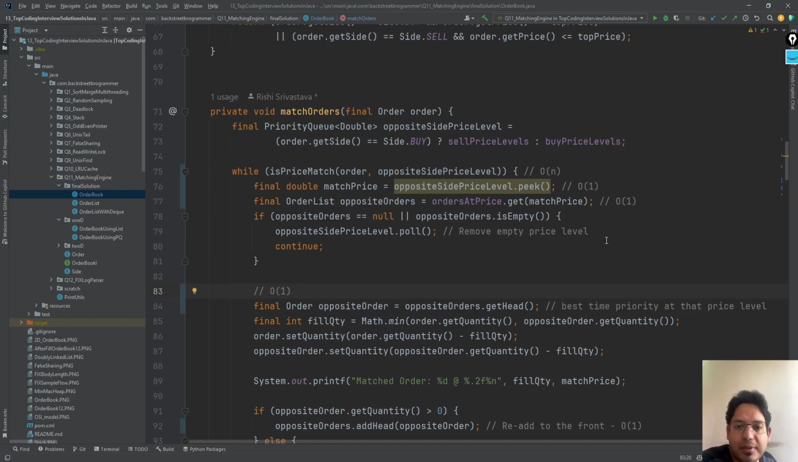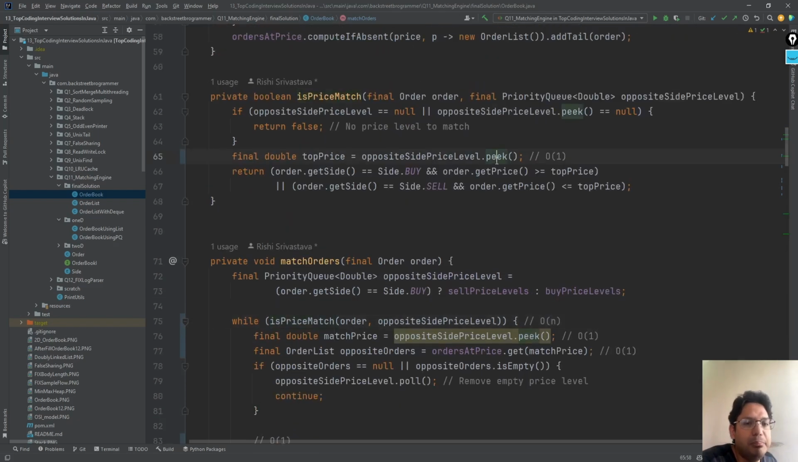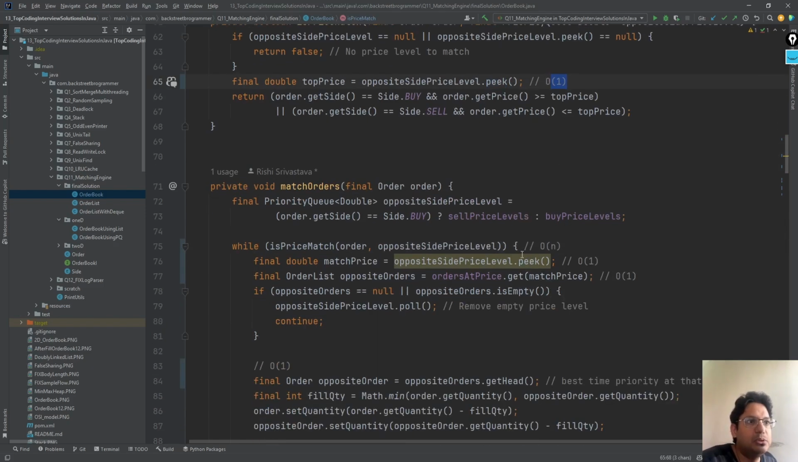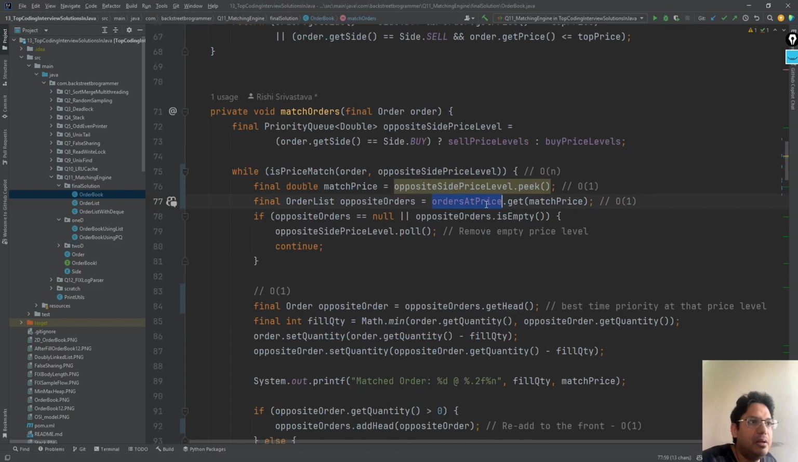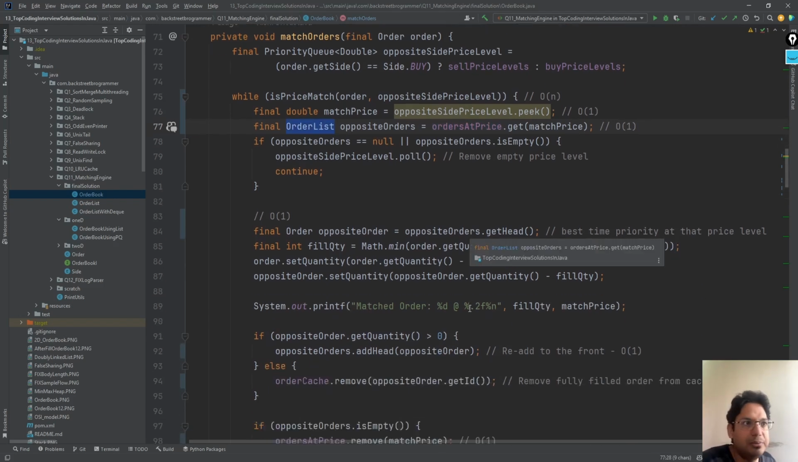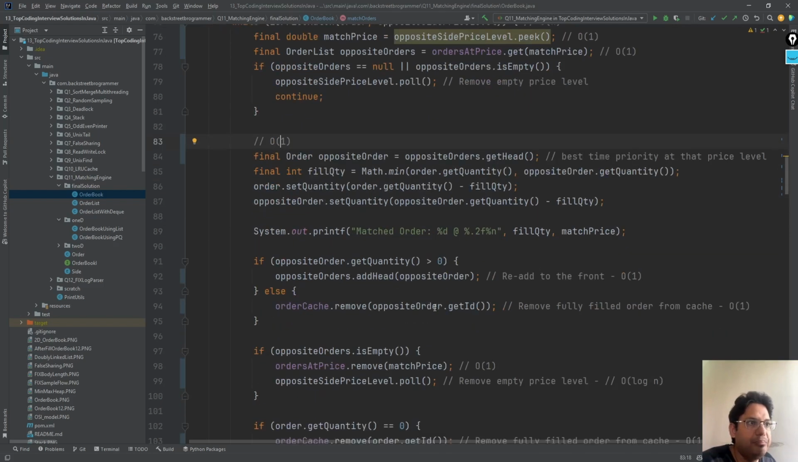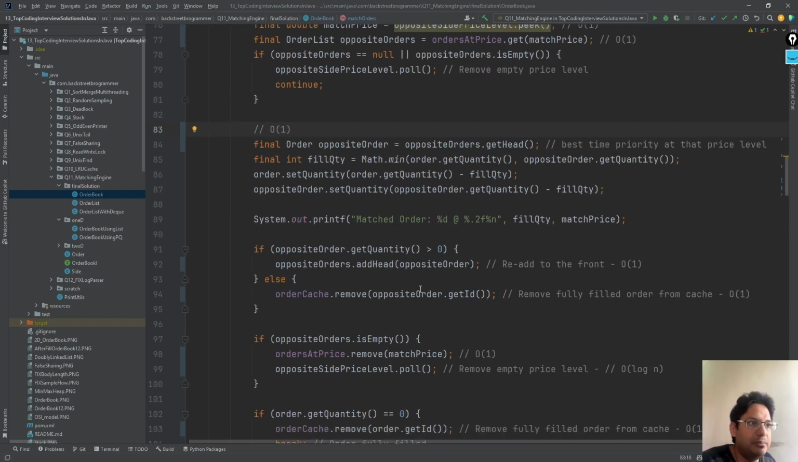Let's quickly check the time complexity of this whole algorithm. So if we look at this while loop, because this is a while loop, that's why it would be O(n). But if you look at the is price match, we are calling this peek method, and the peek method on PriorityQueue is always O(1). Similarly, the get operation on a map is again O(1), in which we get the opposite orders or order list, which is a doubly linked list. Getting the head of this doubly linked list is again O(1) for getting the best time priority order at that level. And similarly, once we try to match, it's all quite straightforward.